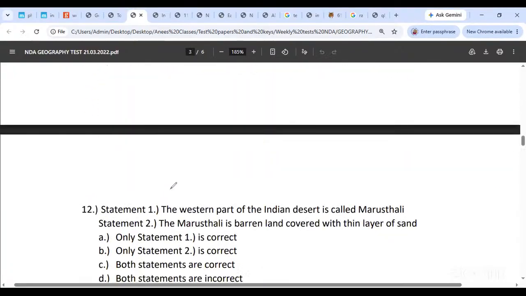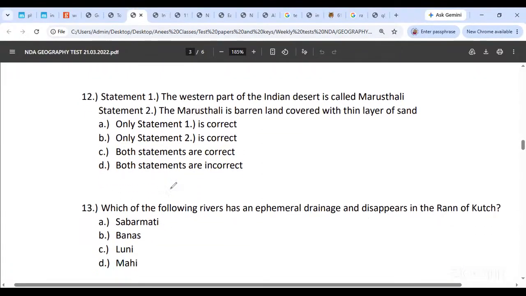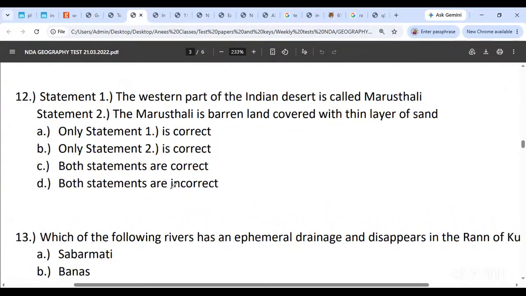कंकर वगैरह हो गया ना, लद्दाख नहीं करना है. ये वाला पार्ट बताइए. The western part of the Indian desert is called Marusthali, and the Marusthali is barren land covered with a thin layer of sand. कौन सा statement सही है? Which statement is correct? Is the western part of the Indian desert called as Marusthali? Yes, है ना? And is the Marusthali barren land that is covered by thin layer of sand?